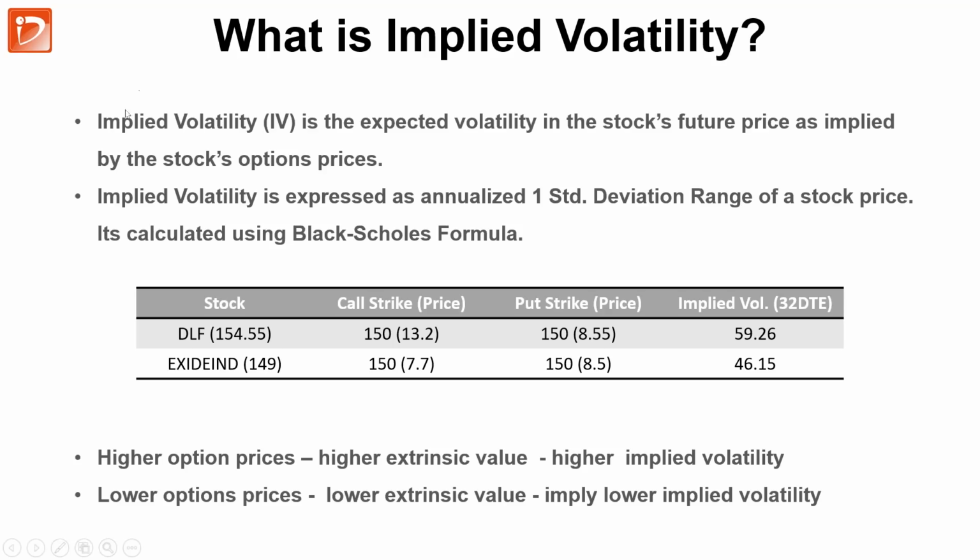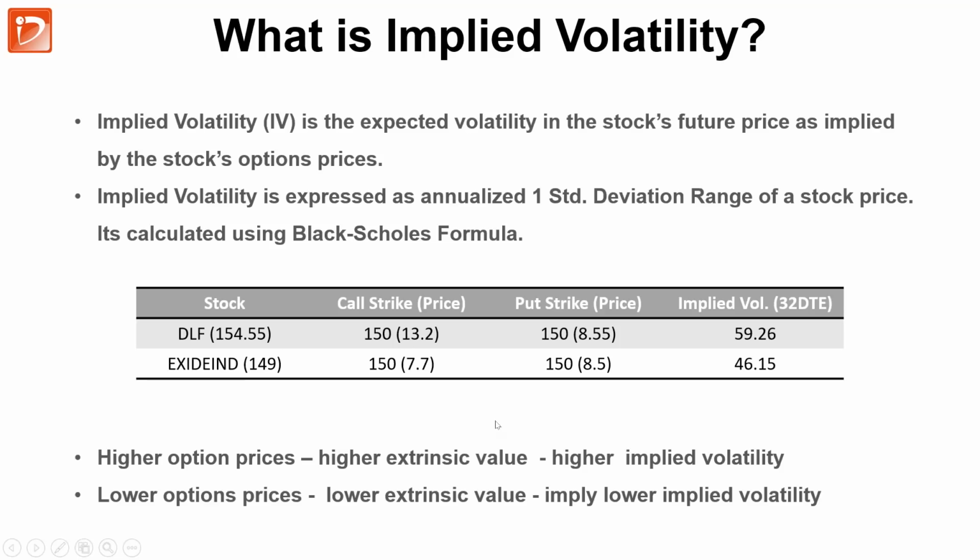Now let's take an example. Here I took two stocks which have a very similar price as well as similar lot size, so that there is a proper comparison. Here are the prices, the at the money call strike and put strike prices. If you look at them, the combined price of a put and call option of DLF is more than the combined price of Exide India. What it means is that the implied volatility of DLF is higher compared to the implied volatility of Exide India.